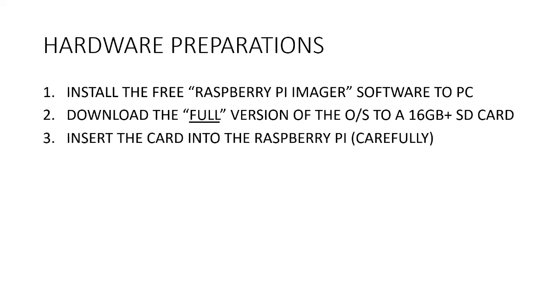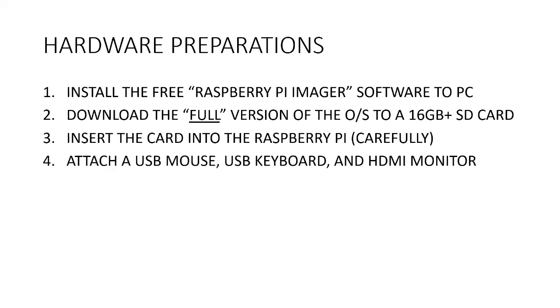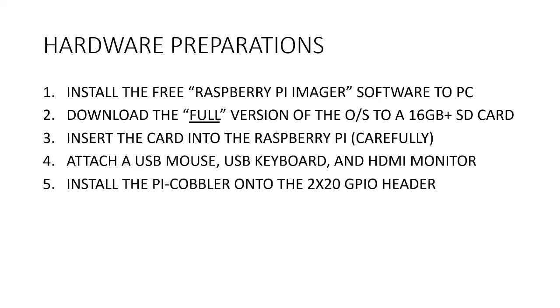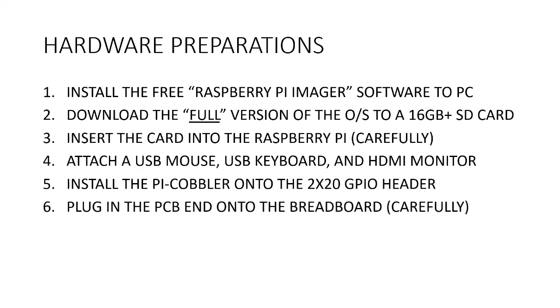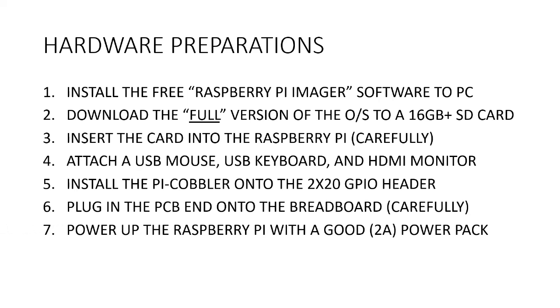Next, you want to insert that microSD card into the Raspberry Pi carefully, and then you attach a USB mouse, keyboard, and an HDMI monitor. Then install the Pi cobbler onto the 2x20 pin GPIO header on the Raspberry Pi, making sure that you've got it aligned properly, all the pins properly configured. Then plug in the PCB end onto the breadboard and do that carefully. Make sure you don't bend any pins. Power up your Raspberry Pi with a good 2-amp power pack.